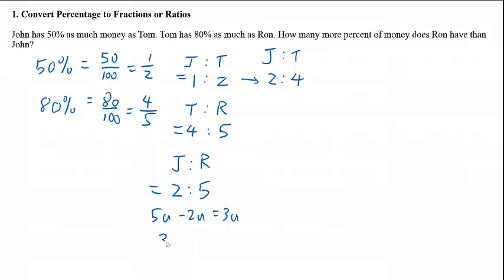We take 3 divided by 2. This is very important. Why do we divide by 2 and not divide by 5? Because the question says how much more Ron has than John, so John's 2 units go in the denominator. We take this fraction and multiply by 100%. The answer will be 150%. This is the percentage of money that Ron has more than John.